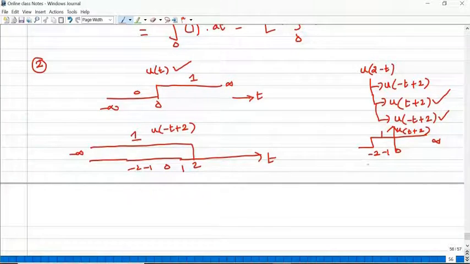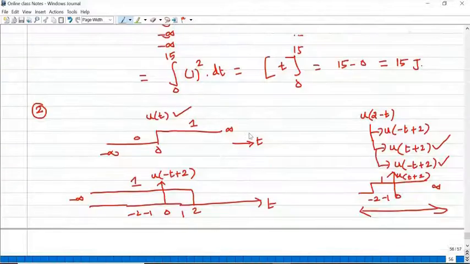Flip your signal in the x direction. So the 0 to infinity information will come from minus infinity to 0, and minus 2 to 0 will come to this side, 0 to 2. Okay. So this is u of minus t plus 2.